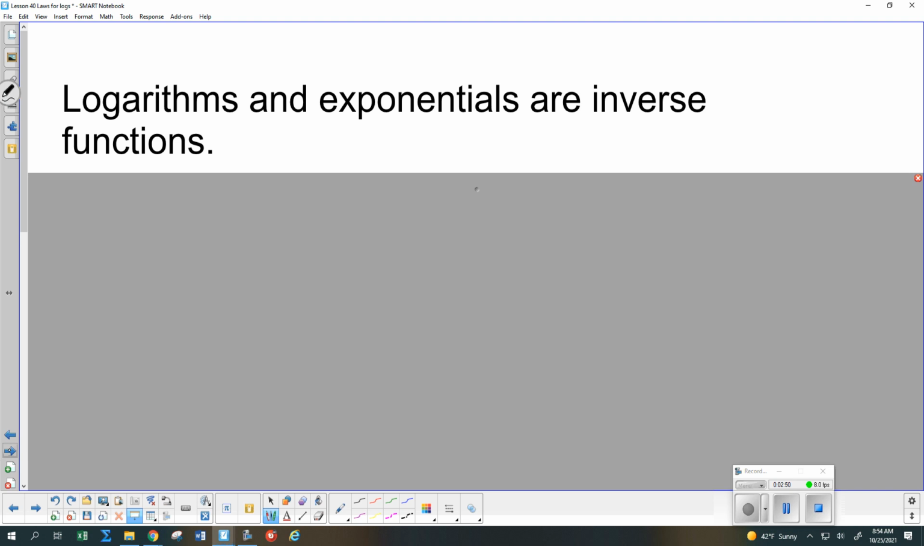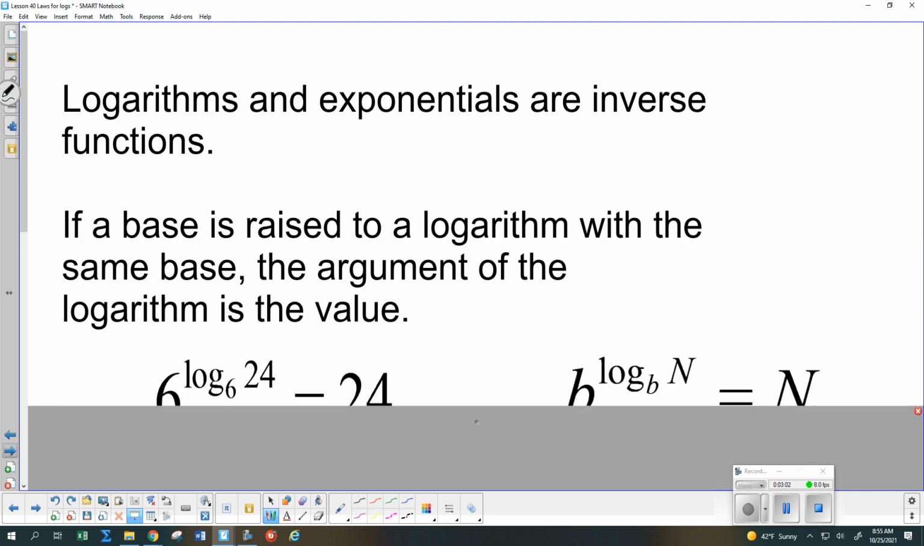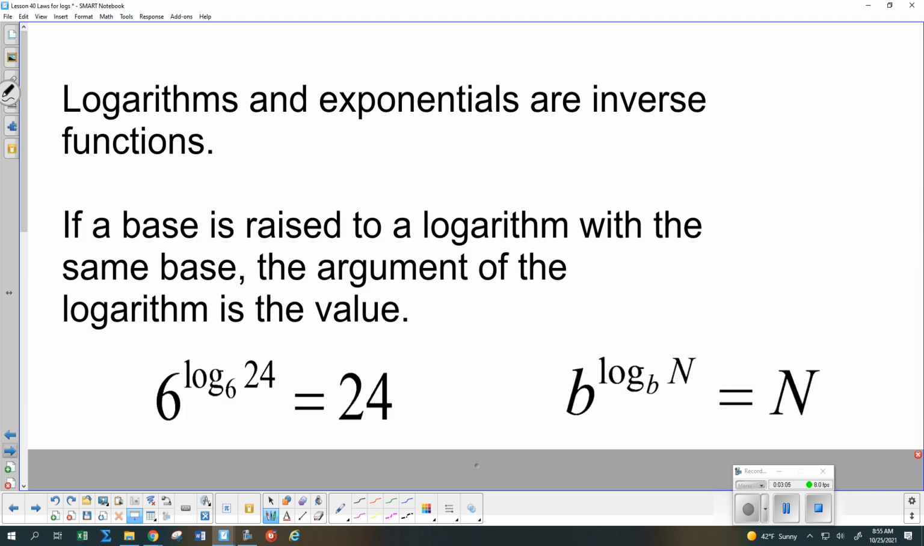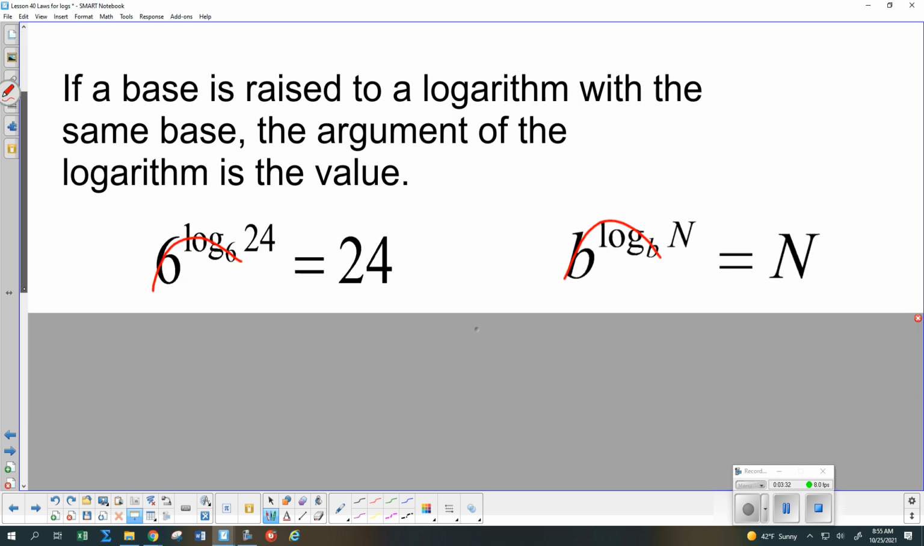So, to get our log properties, we want to remember that logs and exponentials are inverse functions, and we want to remember how we work with exponents. So first, if logs and exponentials are inverses, that means they undo each other. If we exponentiate a log, so we have 6 to the log base 6, or whatever our base is to the log of that same base, it becomes just the exponent. The 6 to the log base 6 cancels out and leaves just the exponent. It also goes the other way.